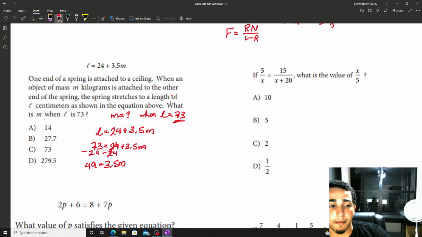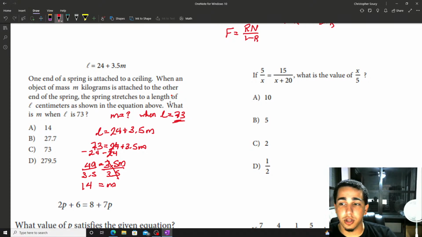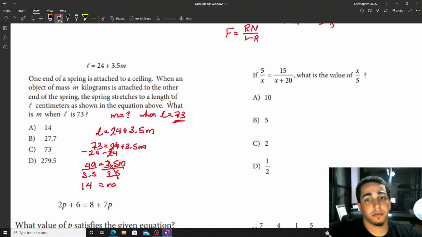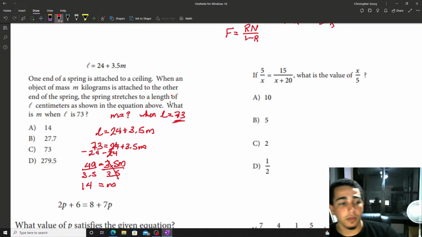And then in order to get m by itself, we're going to divide each side by 3.5. On the right side, 3.5 cancels and we have m. And on the left side, 49 divided by 3.5 is going to give us 14. This question came from a calculator section, so you'll be able to use your calculator for this question. And that'll be answer choice A.